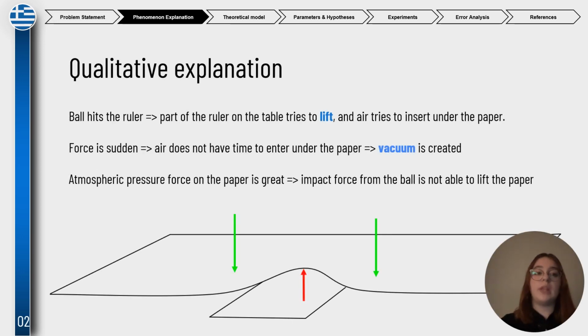So about the qualitative explanation. When the ball hits the ruler, part of the ruler on the table tries to lift, and air tries to insert under the paper. Since the force is sudden, the air does not have time to enter under the paper, and a vacuum is created under the paper. The atmospheric pressure force on the paper is greater, and thus the impact force from the ball is not able to lift the paper.